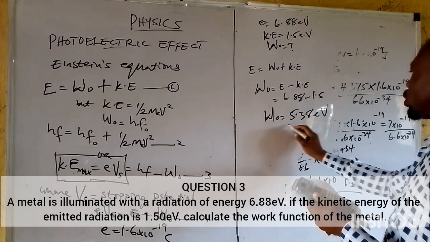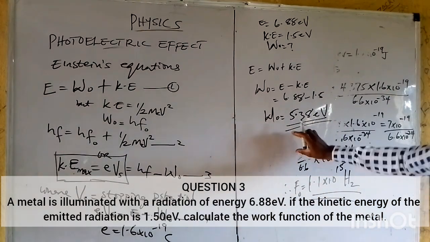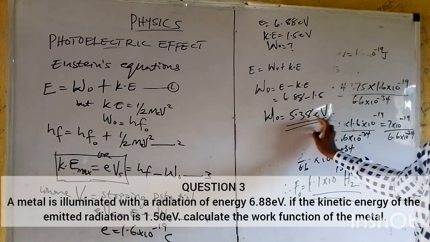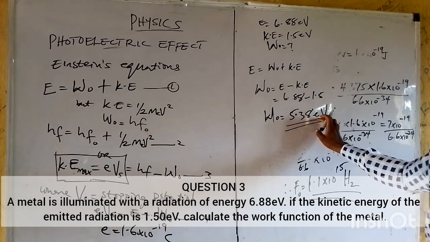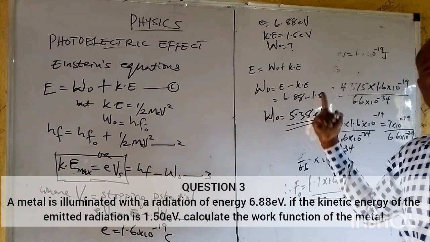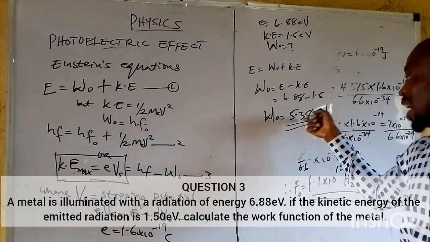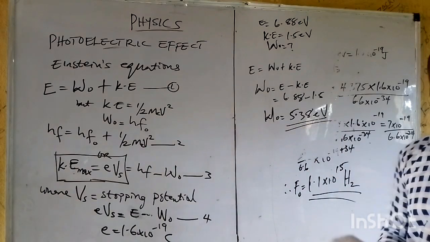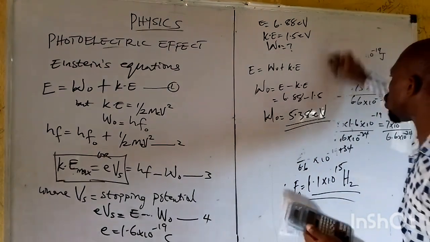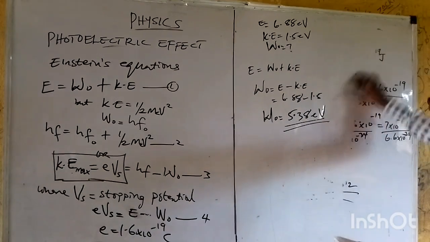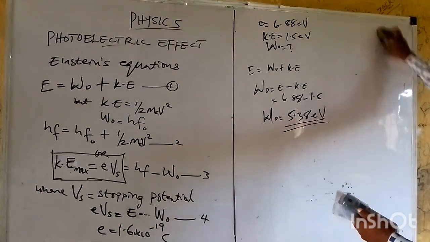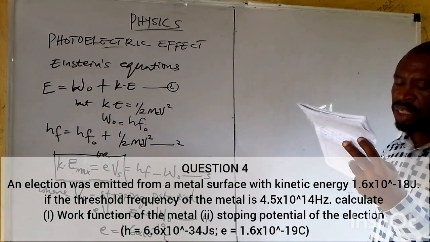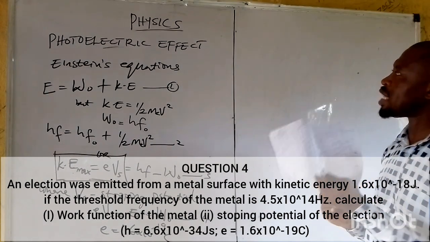The work function is 5.38 electron volts. Now, if you don't see the answer among the options, that means they will give you the value of 1 electron volt. If 1 electron volt is given to you, please go ahead and substitute it. But for this question, electron volt was not given to us, so we take it that way. Okay. An electron was emitted from a metal surface with kinetic energy.